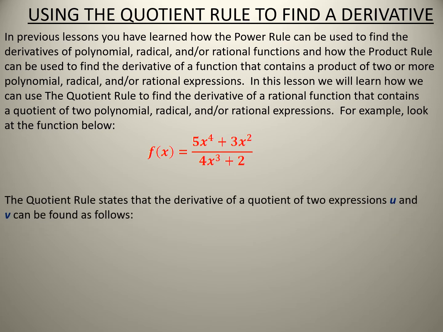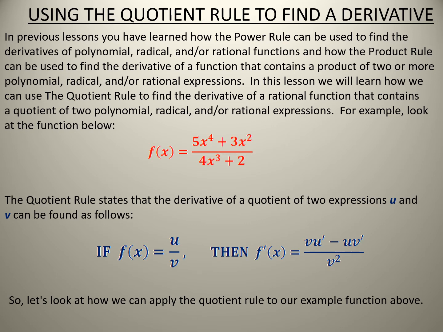For example, look at the function below. f(x) equals 5x to the fourth plus 3x squared, divided by 4x cubed plus 2. The quotient rule states that the derivative of a quotient of two expressions u and v can be found as follows. If f(x) equals u divided by v, then f prime of x equals v times u prime minus u times v prime, divided by v squared. So let's look at how we can apply the quotient rule to our example function above.